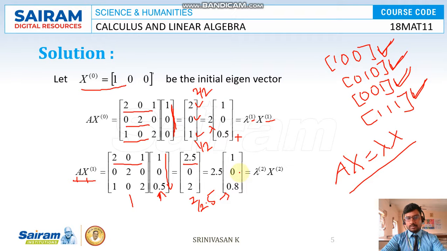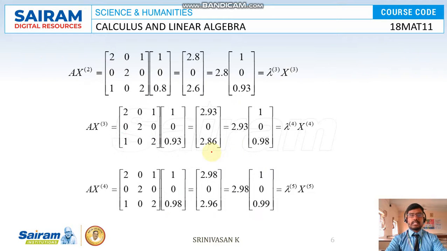When do we stop this process? If the eigenvalues are equal, we can stop. Until the eigenvalues are equal, we continue the same process. So next, the third iteration. This is the given matrix and this is the new eigenvector, normal multiplication, taking the highest numerical value and dividing by that value, we get 2.8 and 1, 0, 0.93, and this is lambda power 3 and this is the new eigenvector x power 3.